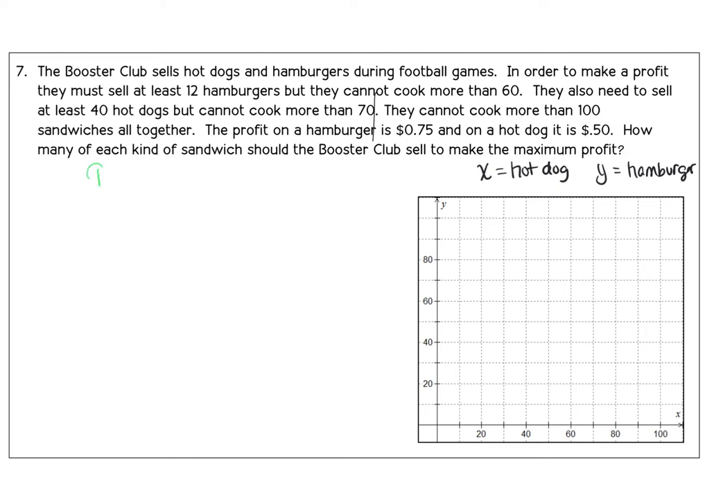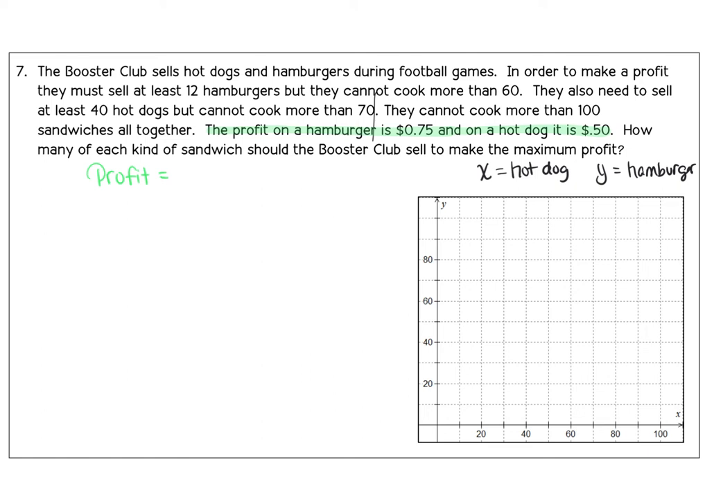So if I say I am going to look at the profit equation, then I need to immediately read anything that has to do with profit. Well, my profit equation actually waits till the very end. The profit on a hamburger is 75 cents and on a hot dog is 50. There we go. That's my profit sentence.